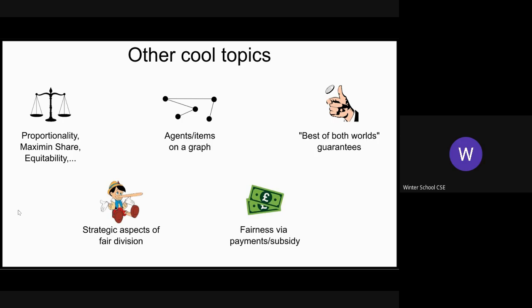What I did not touch upon at all is game theoretic aspects. So I assumed agents are nice and truthful, but that may not be so in real world settings. So what if agents lie about their preferences? A standout result in this literature is that there is no EF1 algorithm which is truthful. So fairness and truthfulness are incompatible, unfortunately.